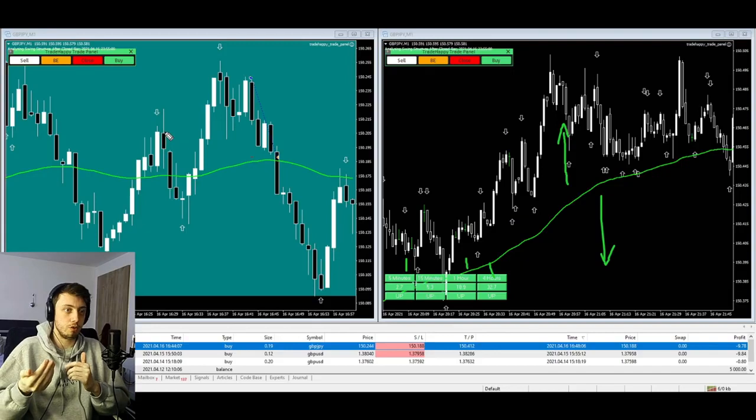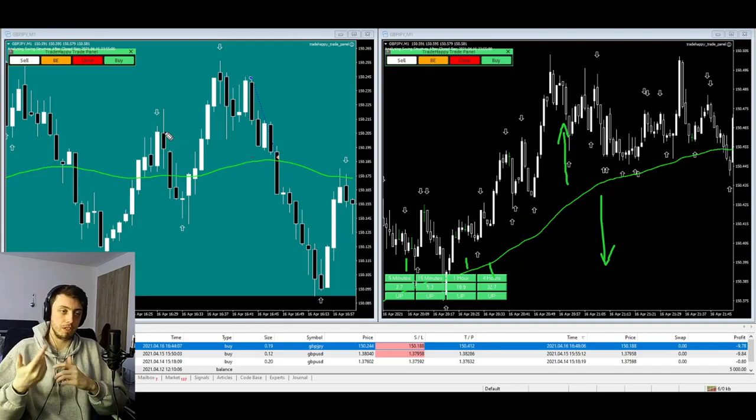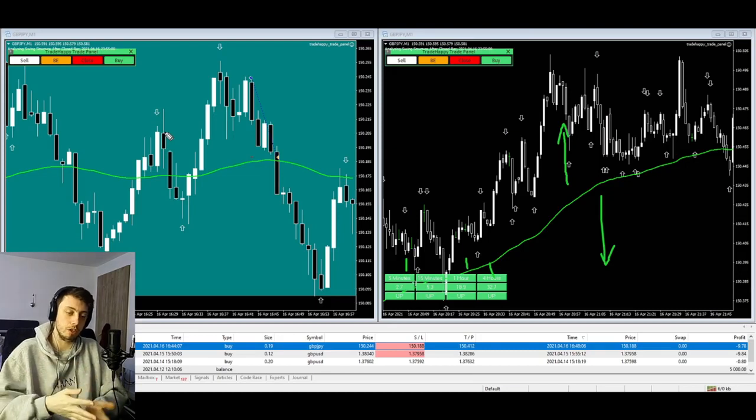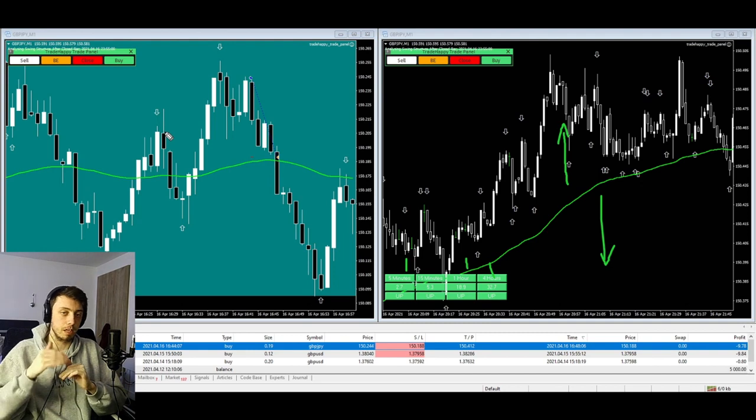Now you can take trades that are bigger than 5 pips, but obviously the win rate does go down. It doesn't go down enough that it's not worth taking the trades, but it's just something to keep in mind if you want to be taking the super high win rate trades.